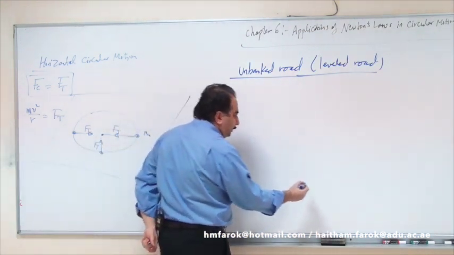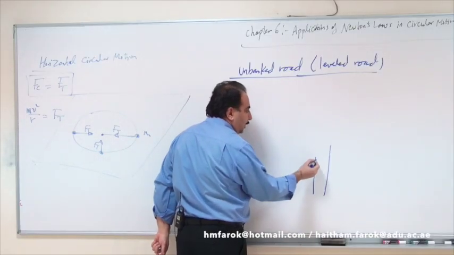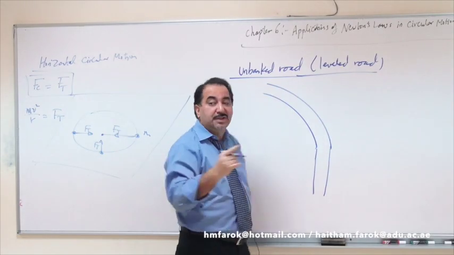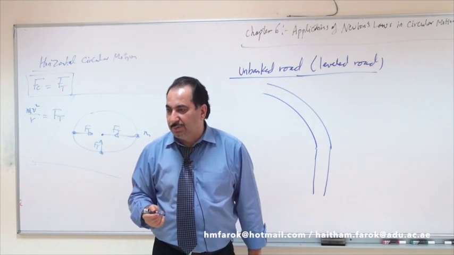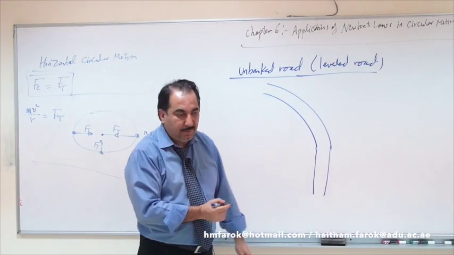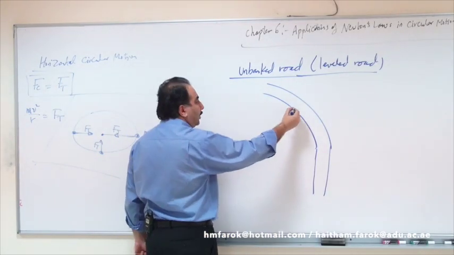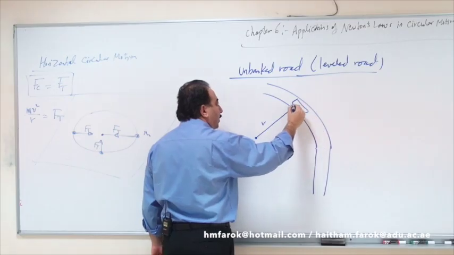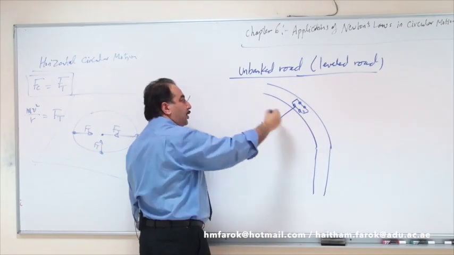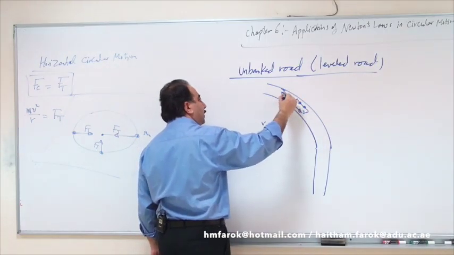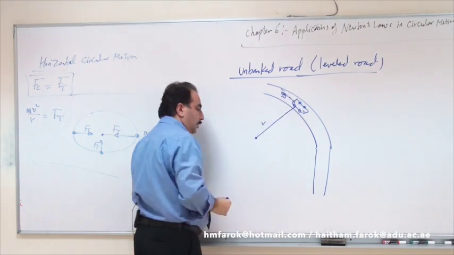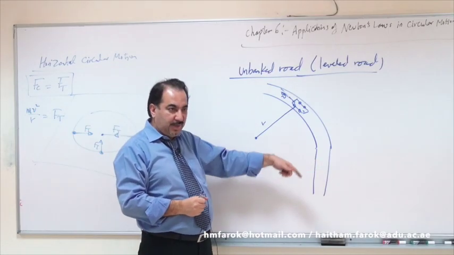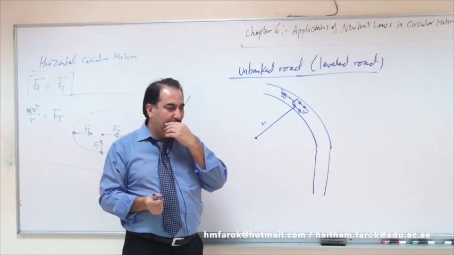So let's say this is a main road, and then there is a bend on the road. You don't necessarily have to complete a circle to have circular motion. Any turn is part of a circle. So this is part of a circle, and this is the radius, r. And this is the car here, going this way. Velocity is tangent. Do we have circular motion here or not? The car is doing circular motion, part of circular motion.